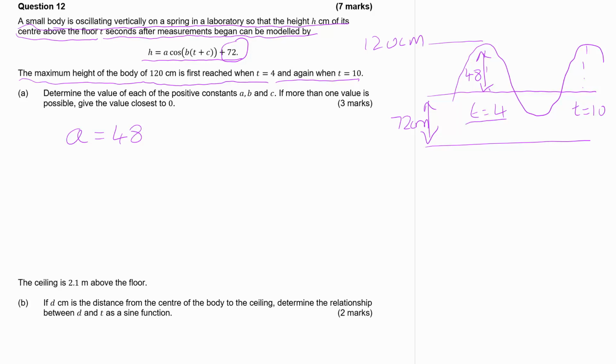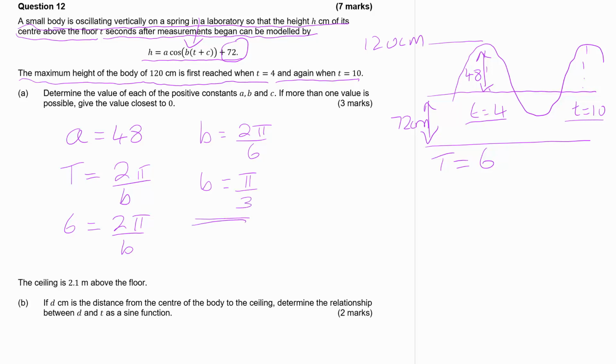Going from t equals 4 to t equals 10 tells us that the period for the function is 6. Now we know that the period is 2 pi divided by b, where b is in the formula. So 6 is equal to 2 pi divided by b. So b will be equal to 2 pi divided by 6, giving us that b is equal to pi by 3.